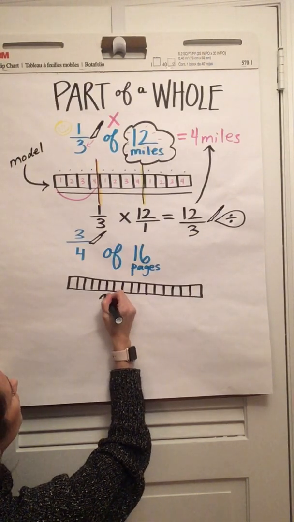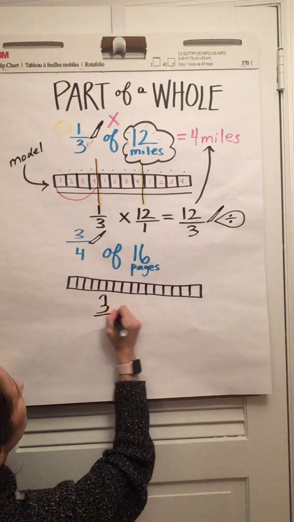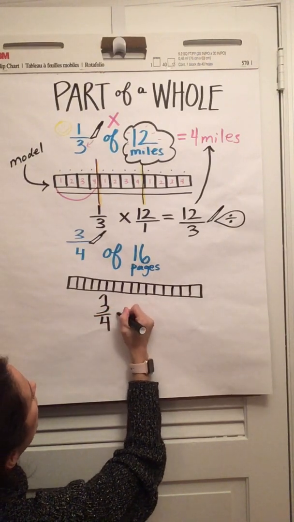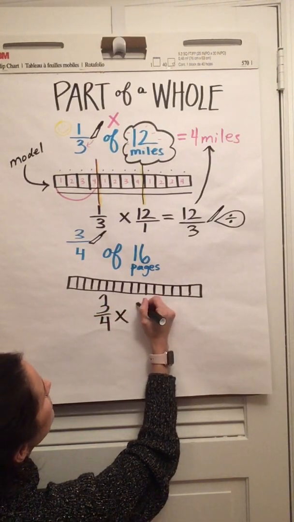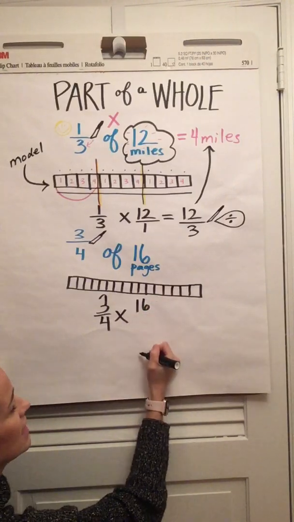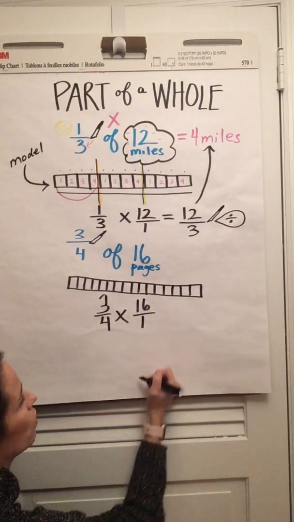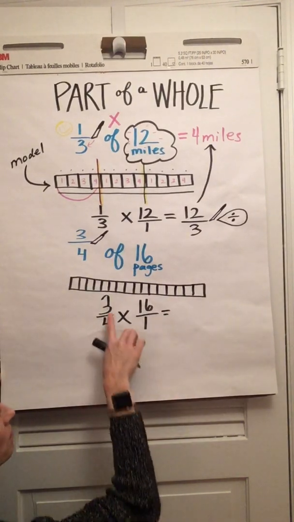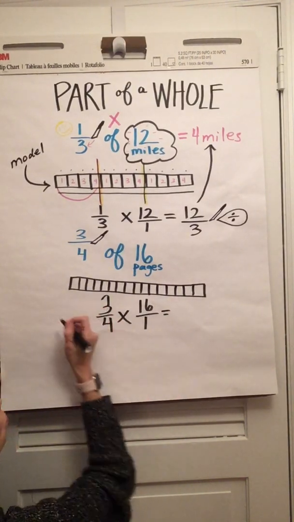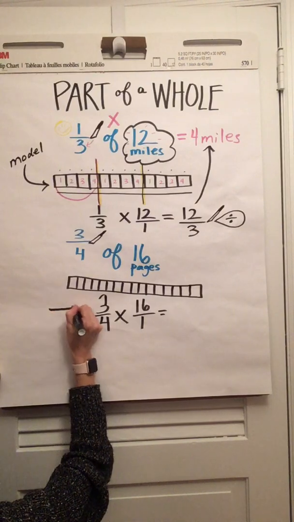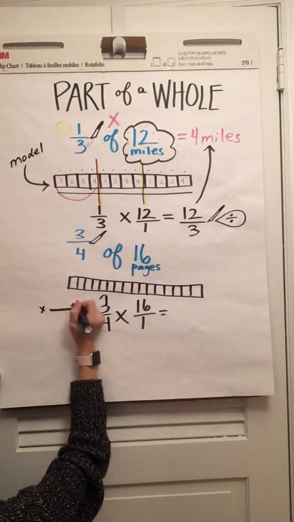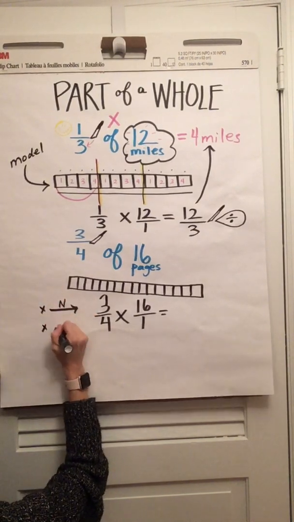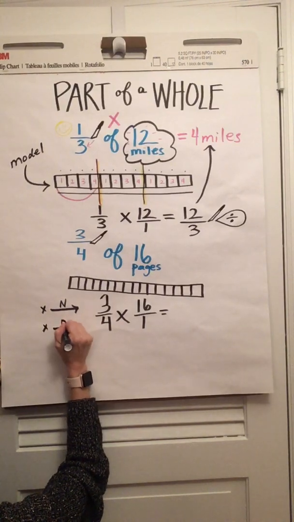Let me make this a 3. 3/4 of 16. And how do I write 16 as a fraction? 16 over 1. Okay, so let's go ahead and solve this. We go straight across, we multiply straight across the numerator, and we multiply straight across the denominator.